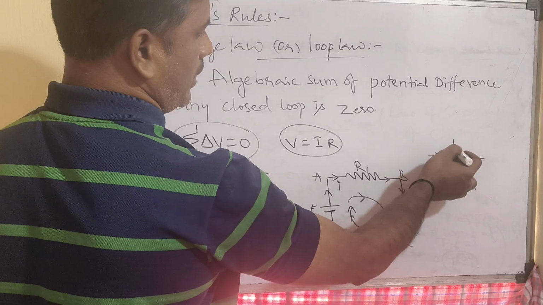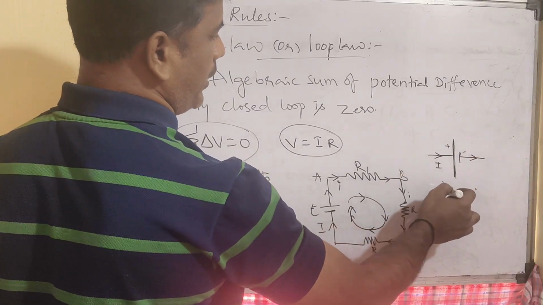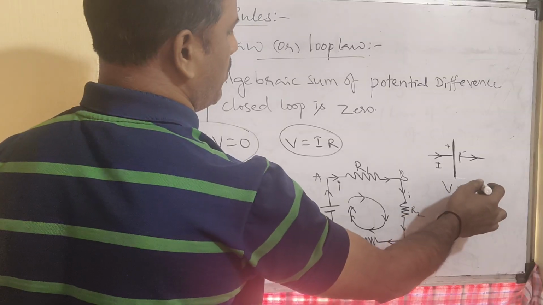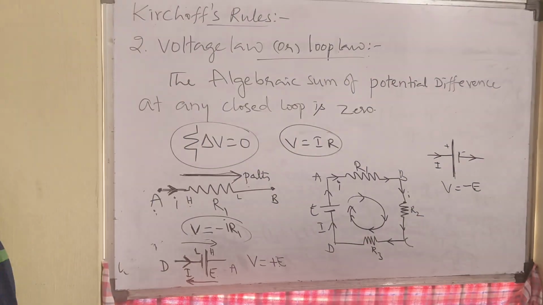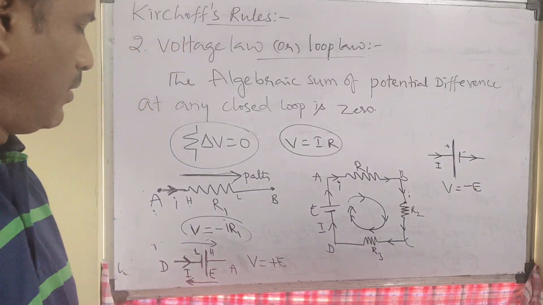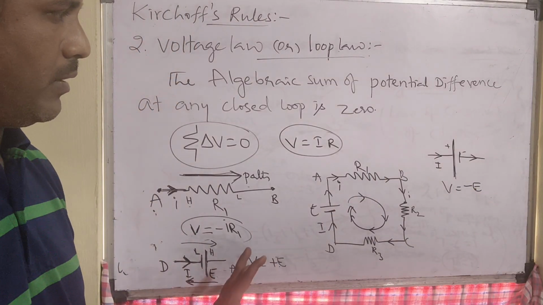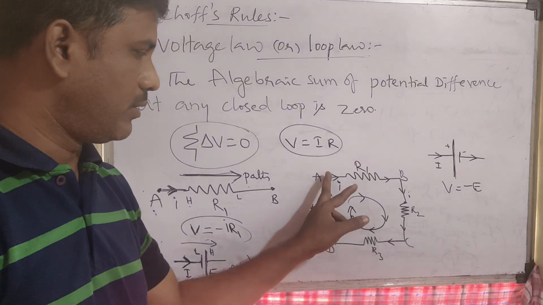Next, here current direction is from positive to negative. Positive to negative means potential difference is minus E, low. High potential to low potential means negative. Low potential to high potential is positive. That's fixed. So don't observe path direction.